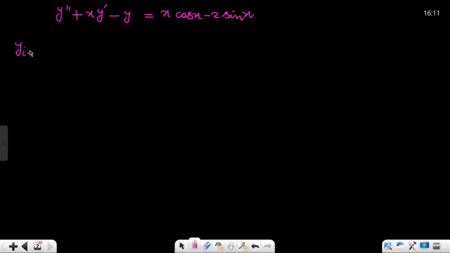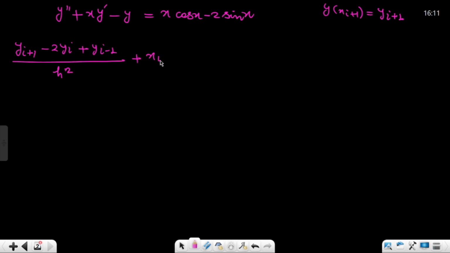I will write y of xi plus 1 as yi plus 1, using this notation instead. So it is yi plus 1 minus 2 yi plus yi minus 1 divided by h square, plus xi, written at the discretized point as xi instead of x, times yi plus 1 minus yi minus 1 divided by 2h. This is the finite difference formula for y dash. Minus yi is equal to xi cos xi.